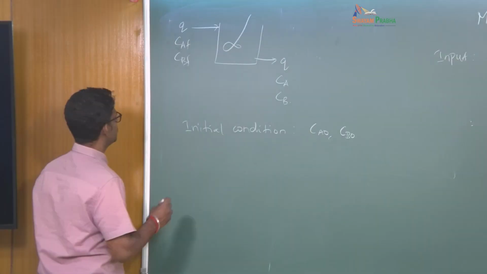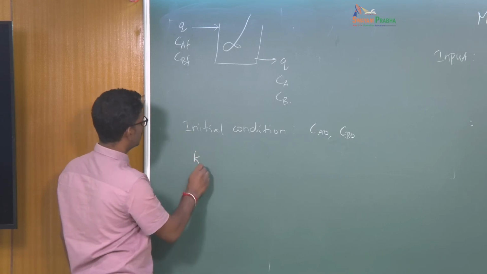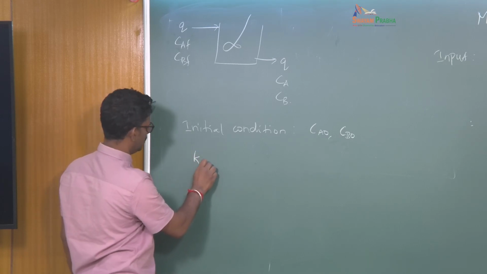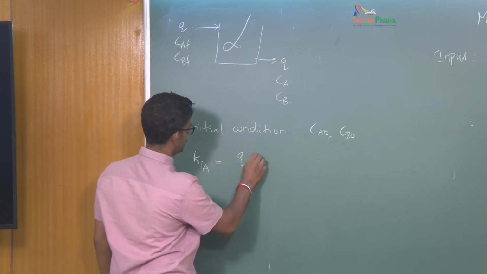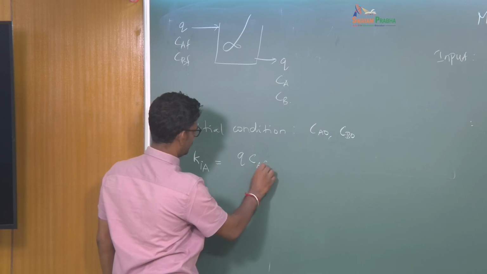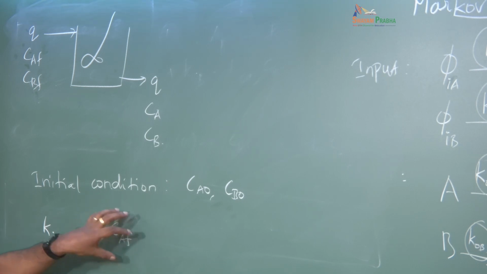So now we say that KIA is nothing but Q times CAF. Q is in volume per unit time, and this is in molarities or number of molecules per unit volume. So you get number of molecules per unit time or moles per unit time, depending upon whether you want to use concentration units or number of molecules. This tells you the rate at which it is added.